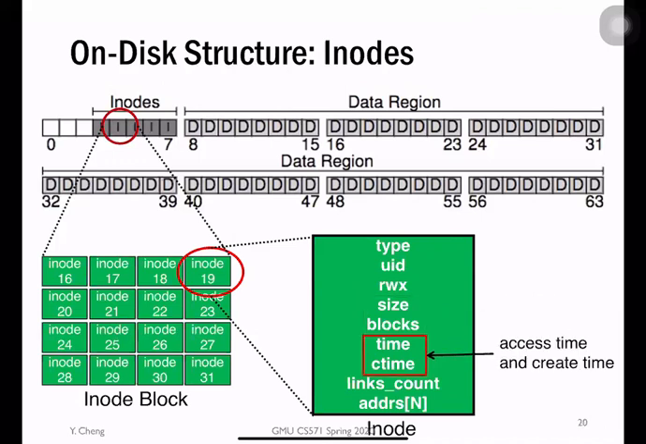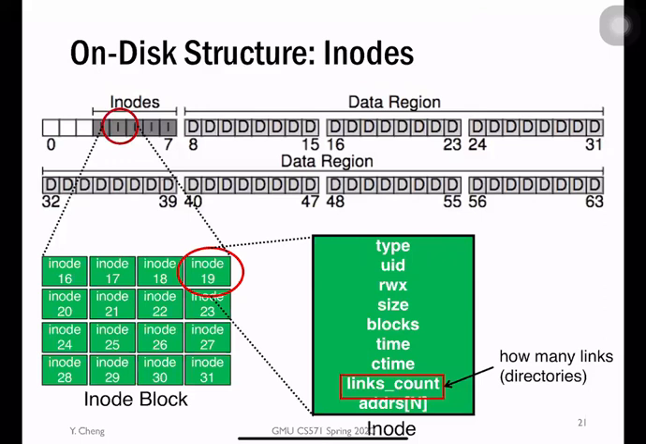And the next two fields, time and ctime, indicate the access timestamp and the creation timestamp, when exactly this file or this directory gets created. And the second field, links count, represents how many links or how many directories get pointed to this particular file. In the last field, address, an n-element array, represents the addresses of the total number of n data blocks that this particular file spreads across, okay?